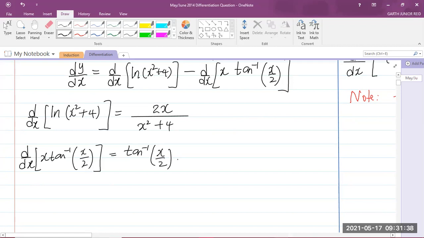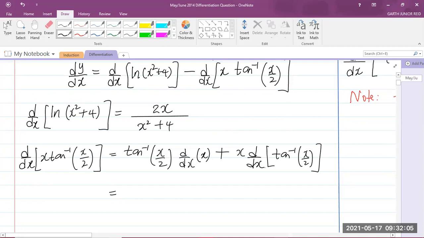All right, v times du by dx. So that's d by dx of u, which is x, plus u times the derivative of v with respect to x. In this case, v is the tan inverse of x over 2. All right, good.